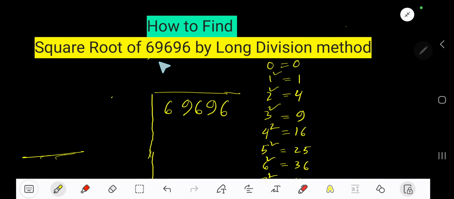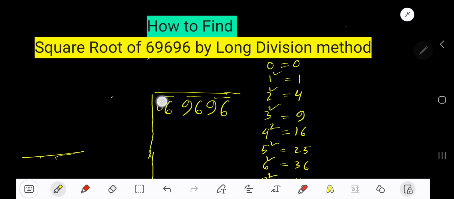How to find out the square root of 6,096,096 by the long division method? You need to first make pairs from the right-hand side to the left-hand side. So this is your first pair, this is your second pair, and this is your third pair. In the third pair you have just one digit.